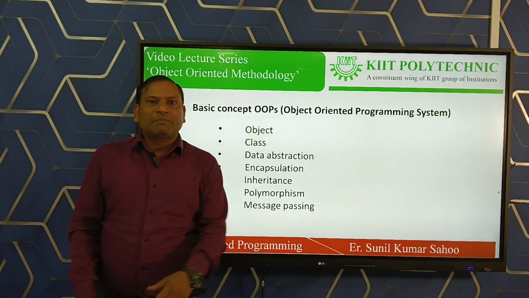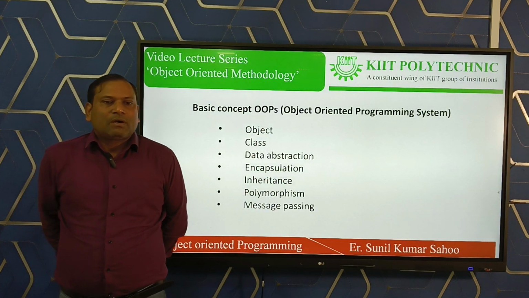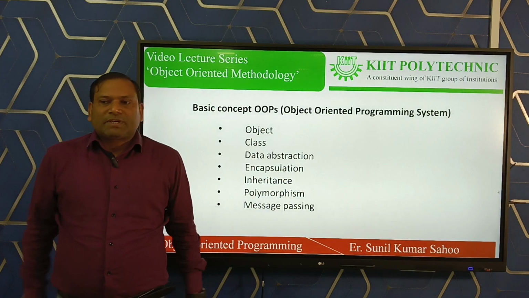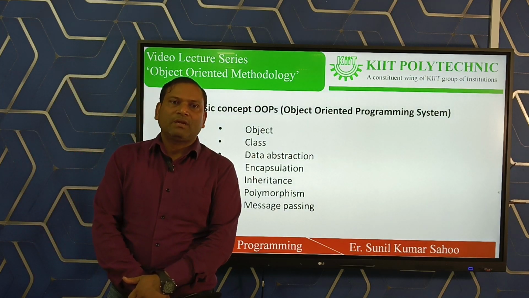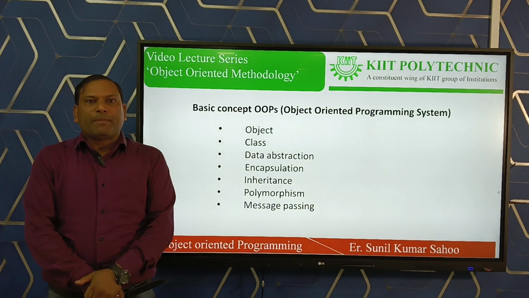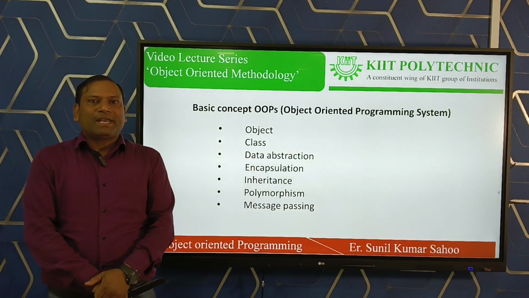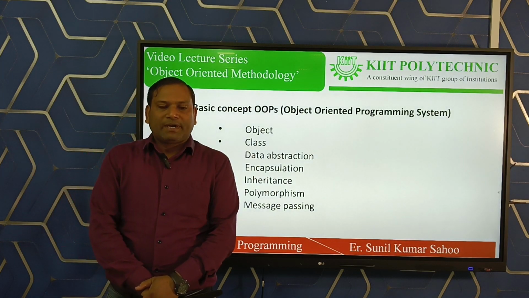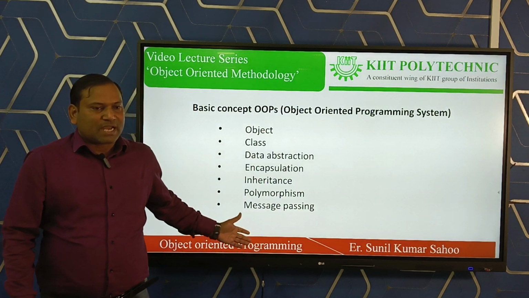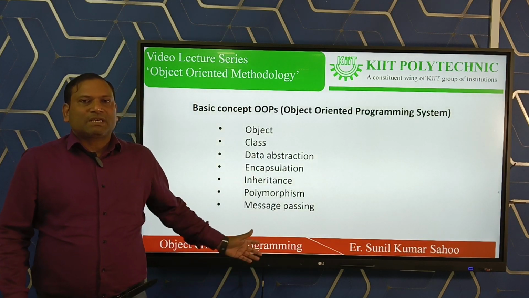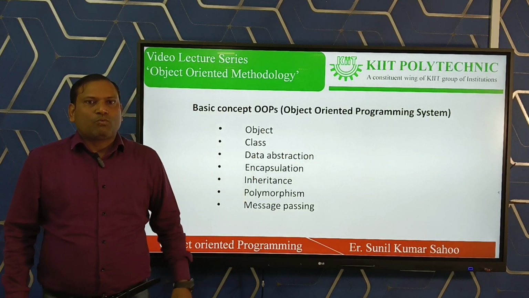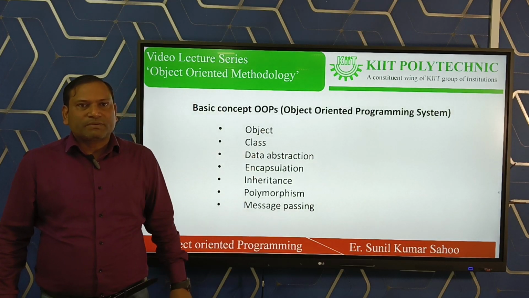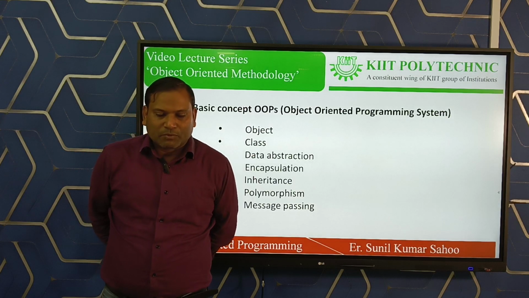Next one is polymorphism. Polymorphism is also one of the features of object oriented programming language. Polymorphism, poly means many, morphism means form. Many forms, that means one name can perform different tasks. In Java programming language, that is the concept of polymorphism. Now there are two types of polymorphism. One is compile time polymorphism, another is runtime polymorphism.